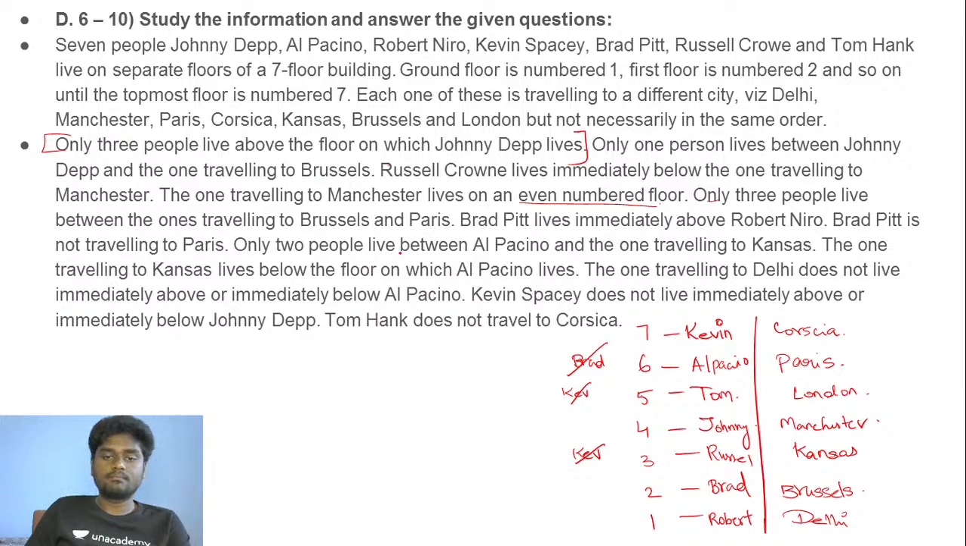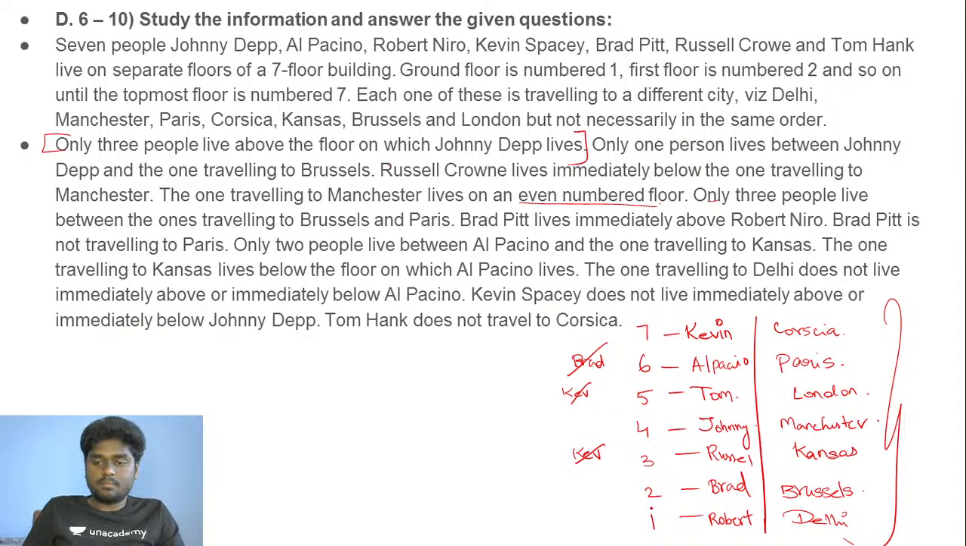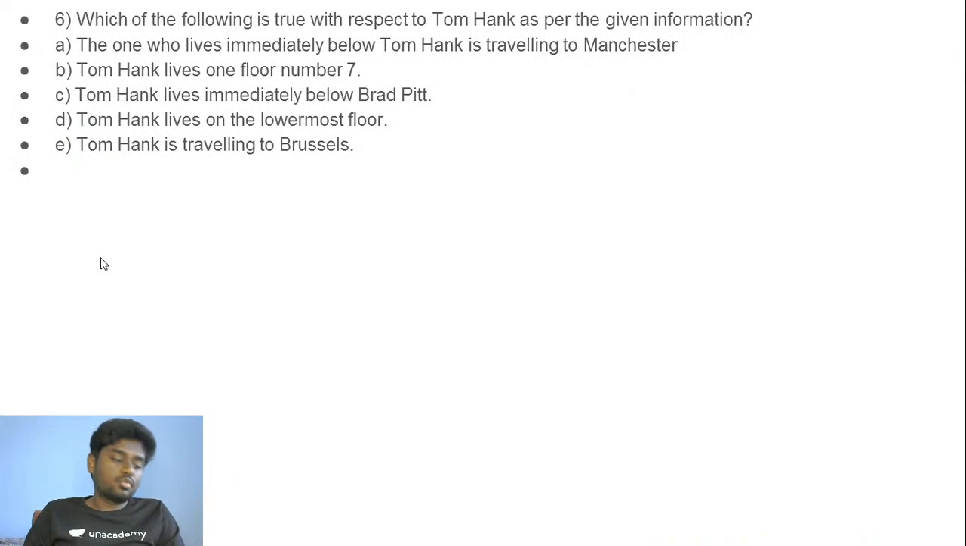Yes, all good. Okay. So guys, here we have the complete detailed solution for this set for the 7 actors residing from the first to 7 floors traveling to the various 7 cities. Okay. So we'll try to do the questions now. Which of the following is true with respect to Tom Hanks as per the given information? So I know the fact that Tom Hanks is residing at the 5th floor and he's traveling to London.